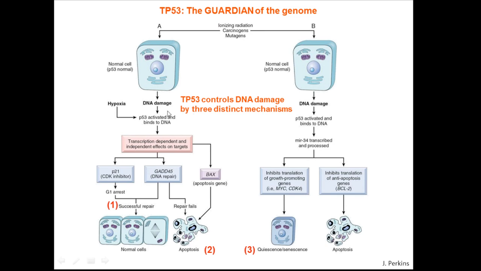So when DNA damage occurs, the cell has sensors of DNA damage, and those sensors talk to P53, and P53 is activated and binds to DNA. Now, once bound to the DNA, P53 can transcriptionally activate certain genes, and there are other effects of P53 which do not depend upon transcription. But what are those effects? An important one is transcriptional activation of P21, which is a cyclin-dependent kinase inhibitor.